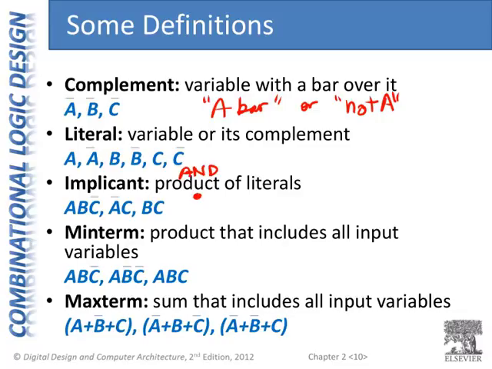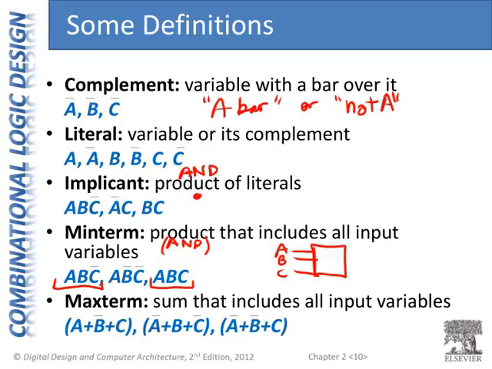Now a minterm is a product that includes all input variables. So if our circuit has inputs A, B, and C, the minterm has to include some form of A and B and C in its product. So A and B and C bar is a minterm because it includes all of these terms. A and B and C is also a minterm. So remember, product means an AND term that includes all input variables.